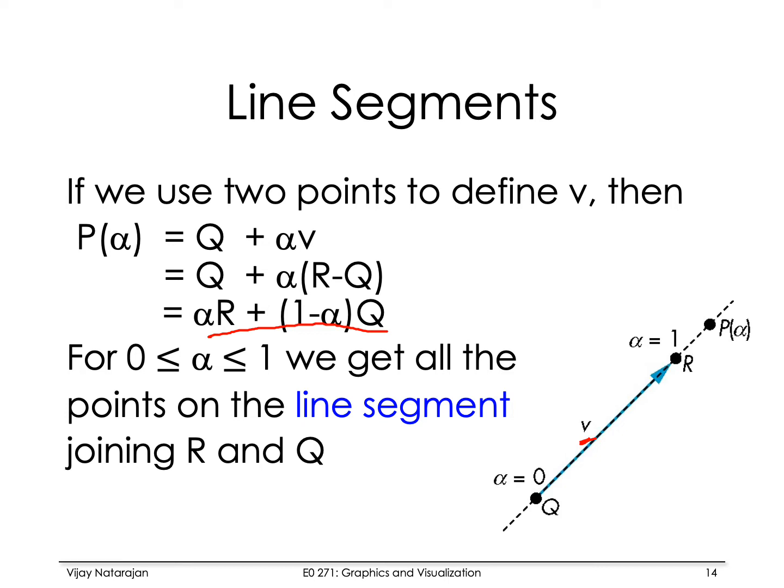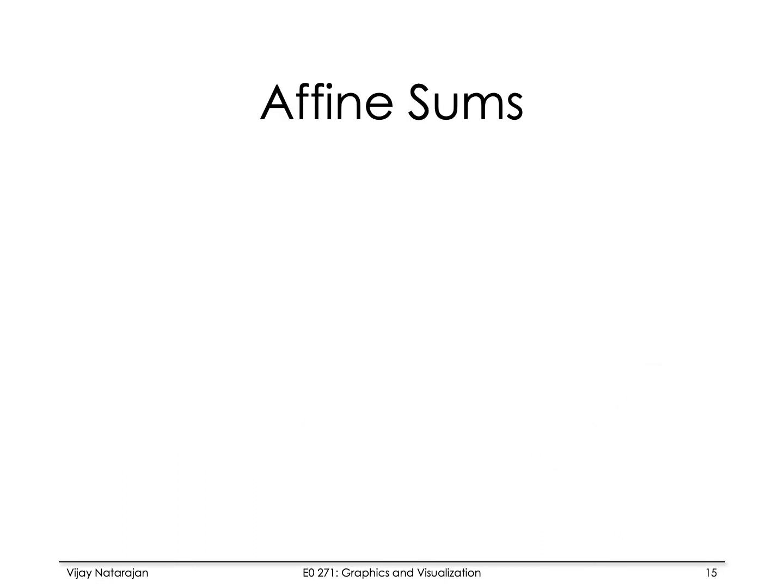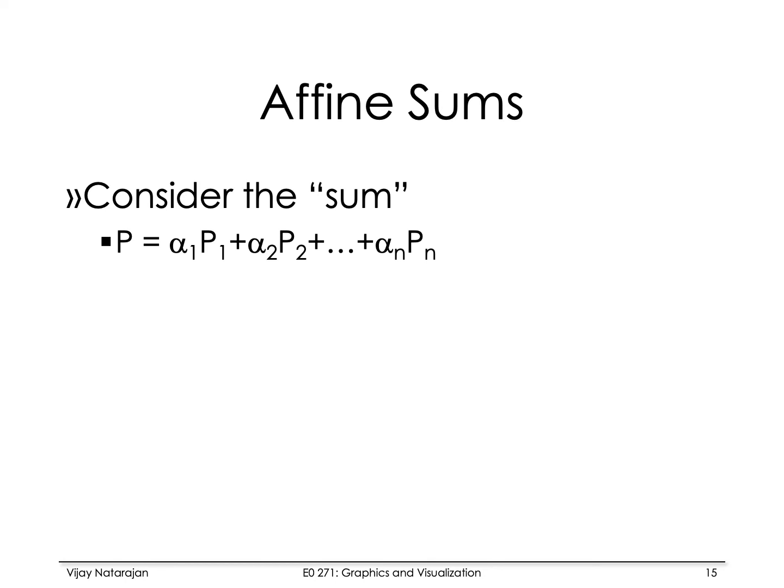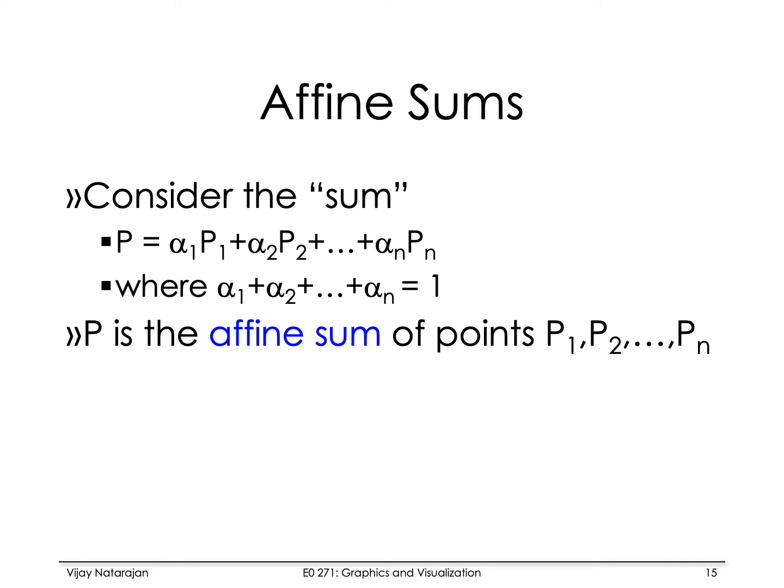So here if you notice, P of alpha is written as a linear combination of 2 points, right? So this is called an affine sum, right? And this is what we're going to talk about next. So let's look at affine sums. Consider P, right? We call P an affine sum of P sub i's, where the coefficients alpha i are such that they sum up to 1, right? So this affine sum is what we're going to use to define our primitives and planes and so on, right?